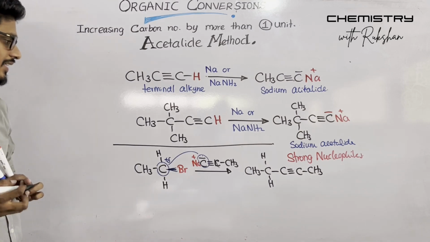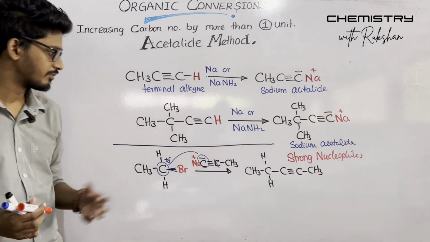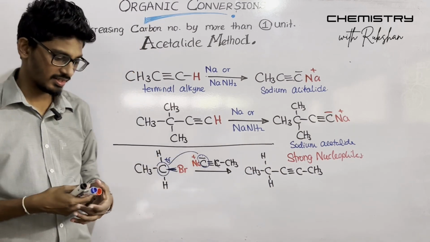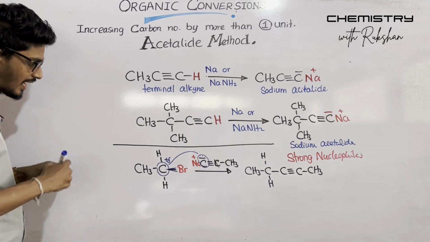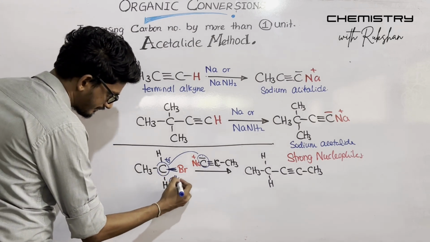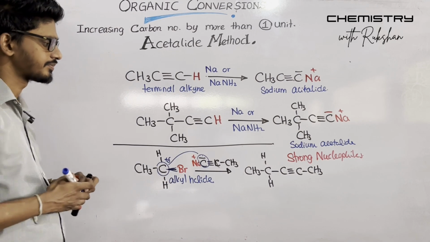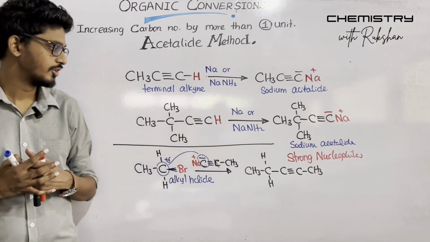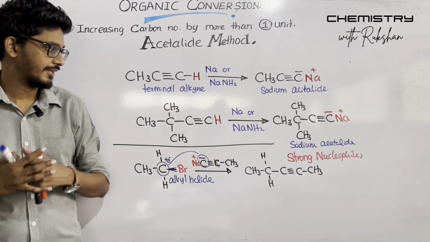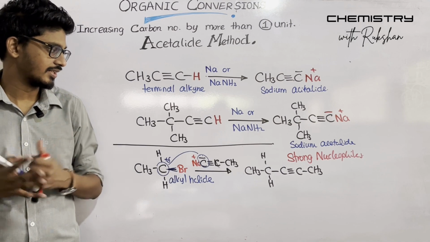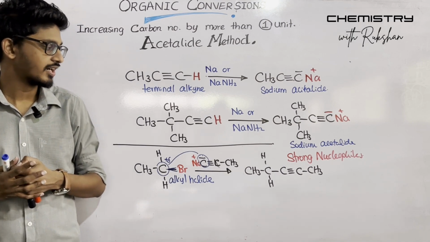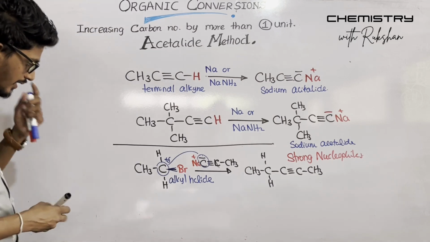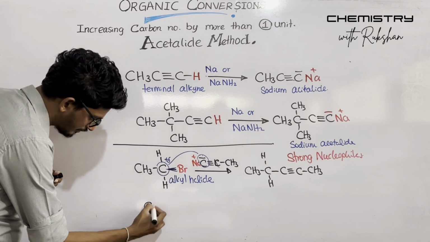So you can create these kinds of carbon chains with more than one carbon added, with the use of sodium acetylides with alkyl halides. Even with aldehydes and ketones, you can still prepare carbon chains with more than one carbon added, with the use of acetylides. So let's come up with this kind of molecule.